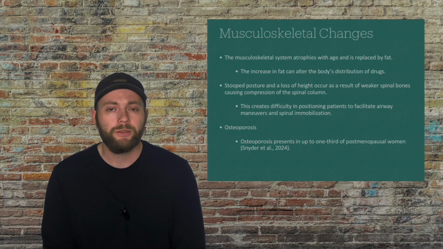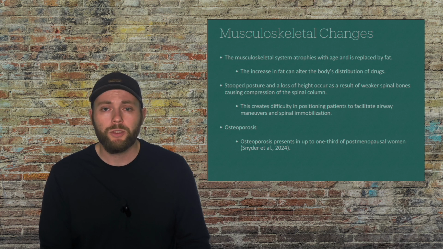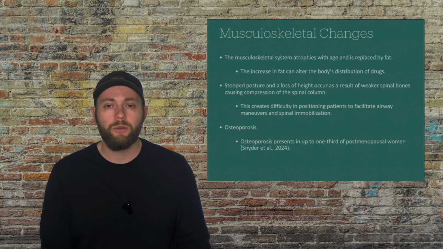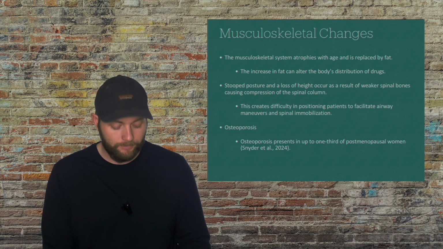Fat replaces the loss of muscle mass, and this can inhibit the body's distribution of certain drugs. Fat soluble drugs lead to greater distribution throughout the body, a lower concentration in the blood, but remain in the body for a longer period of time as a result of increased fat and decreased muscle in older patients.